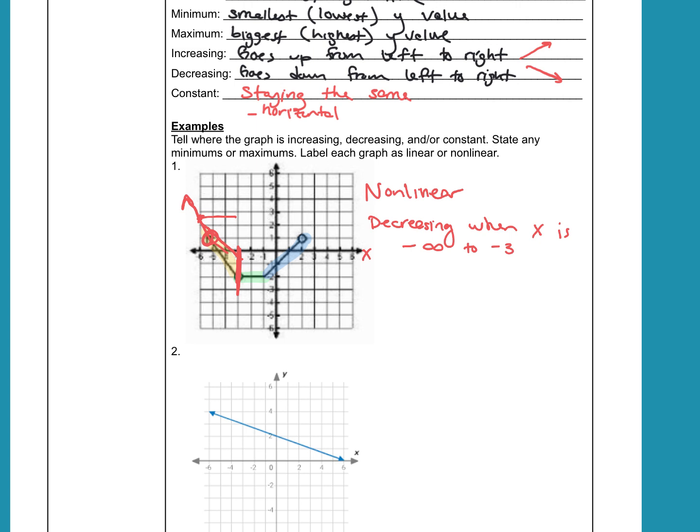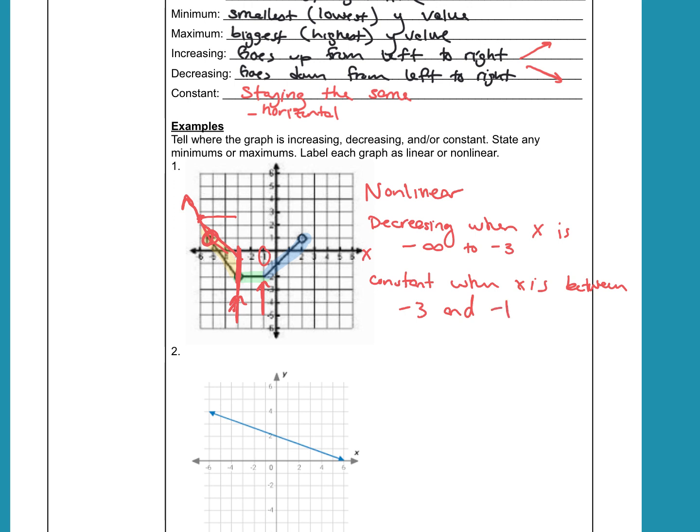And then at that point at -3 here, it's going to change directions, and now it's going across, so it's going to stay constant when x is between where it changes here. So it changed here at -3. And it's going to change again here. And that's going to be at -1.